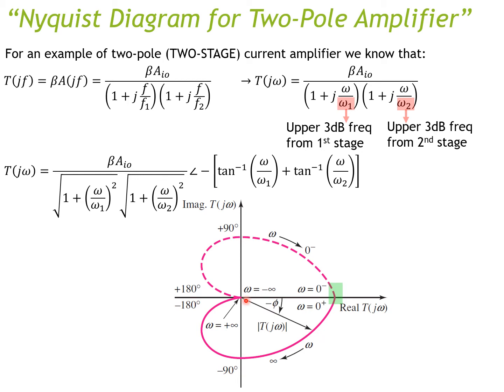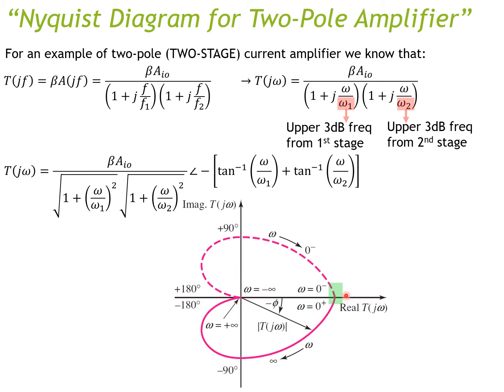So what you want to do is start plotting from negative infinity for omega. We will start from here. When you plot from negative infinity to 0, the plot will go from here to here. When you plot from 0 to positive infinity, it will go from here to here.